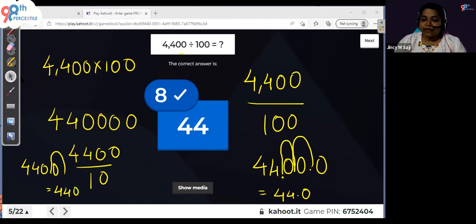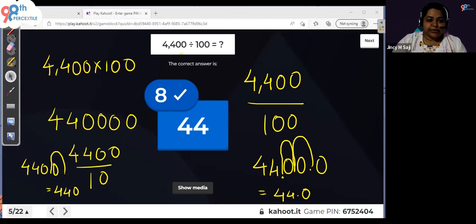Is this clear to everyone? Yes or no? Clear with the division? If it is multiplication, we move to the right. If it is division, we move to the left. That's how we do it. Is it clear? Okay, great. So I think we can proceed.